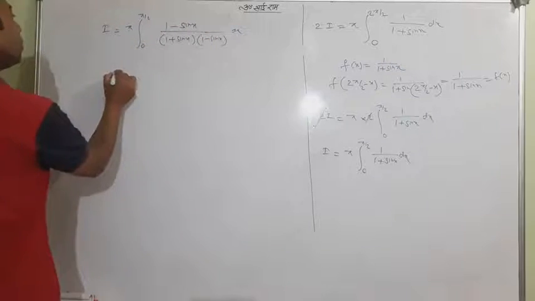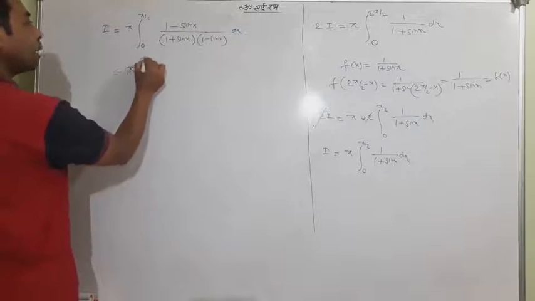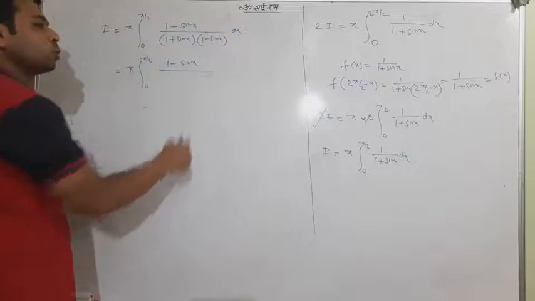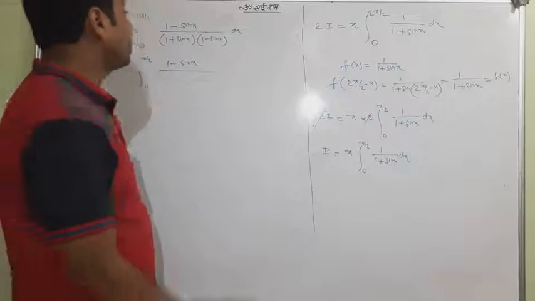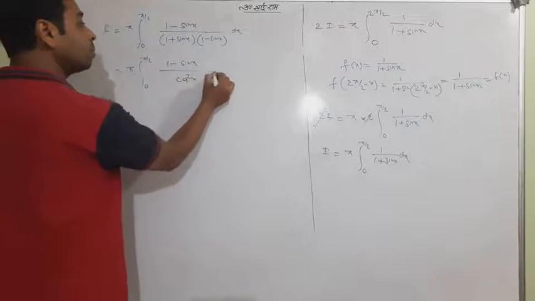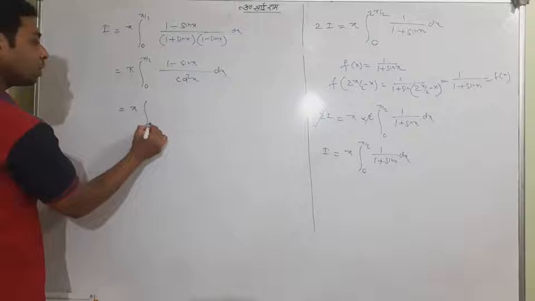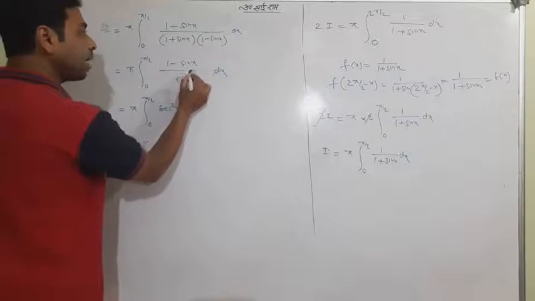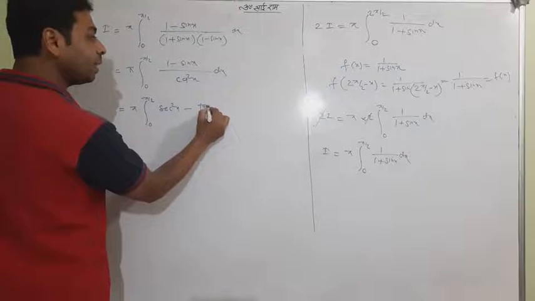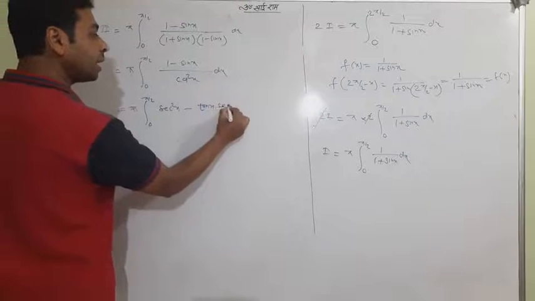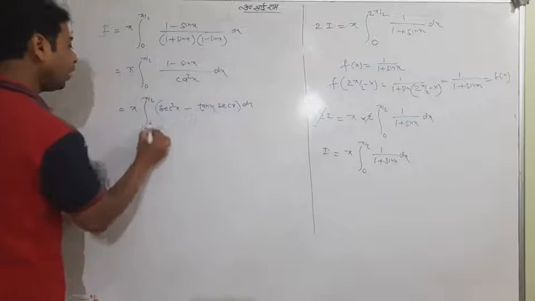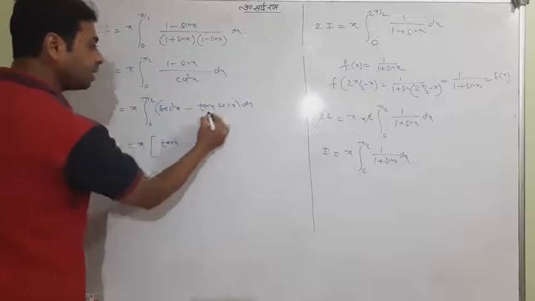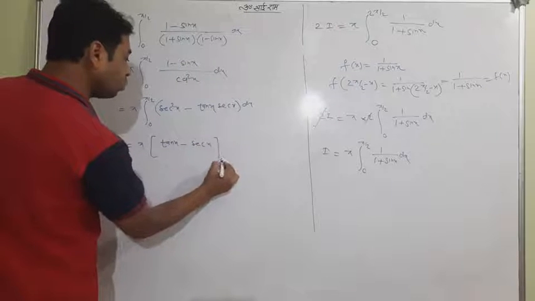So it will be pi, 0 to pi by 2, 1 minus sin x upon (a plus b)(a minus b), a square minus b square, 1 minus sin square x, meaning cos square x. And then we have 0 to pi by 2, 1 by cos square x meaning sec square x, and sin by cos is tan x, and 1 by cos meaning sec x. Now we can integrate both terms quickly. Sec square x has integration tan x, and this is sec x, from 0 to pi by 2.